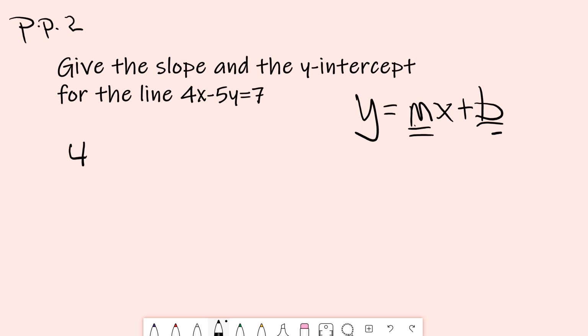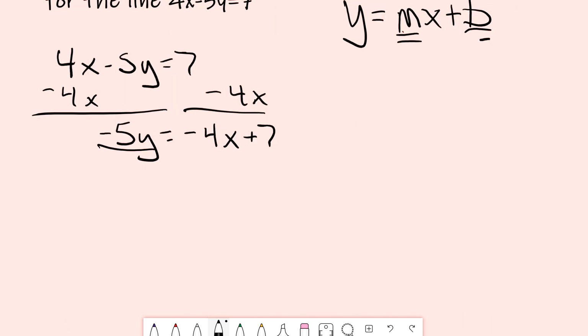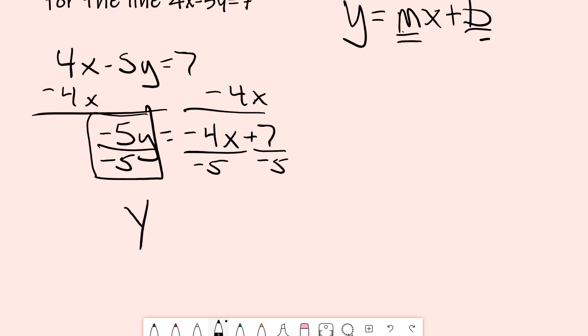So I've got 4x minus 5y equals 7. And I'm going to subtract 4x first. I'm going to write this as negative 5y equals negative 4x plus 7. And divide everything by negative 5. Okay, and watch carefully. I have little alterations to make, which is negative divided by a negative is a positive, so this is going to end up being just positive y.